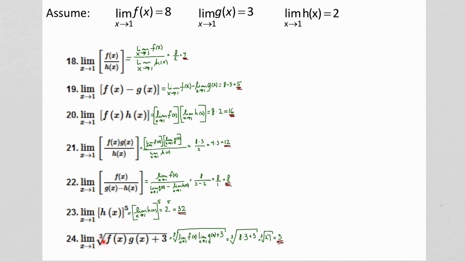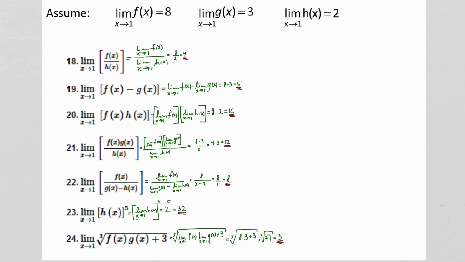And the thing to keep in mind when you look at this problem, if you sailed through 23 and said limit of h of x to the fifth is just limit of h of x raised to the power 5, if you accept that and did 2 to the fifth and 32, really the application in 24 is the same because roots are rational exponents. So this cube root you can think of as an exponent of 1/3. So even though I didn't write it in using rational exponents, the logic is the same.